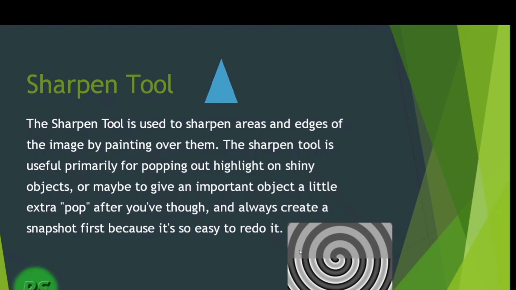Here you have seen the example of the sharpen tool. This area looks sharpened. The sharpen tool is used to sharpen the areas and edges of the image by painting over them. The sharpen tool is useful primarily for popping out highlights or shiny objects, or to give important objects a little extra pop. Always create a snapshot first, because it is then easy to redo it.